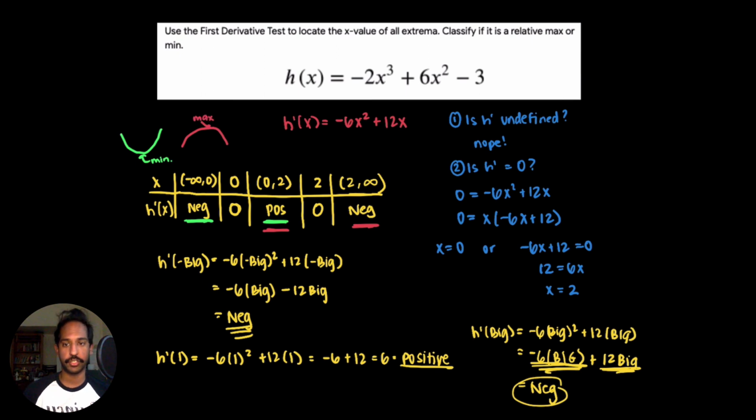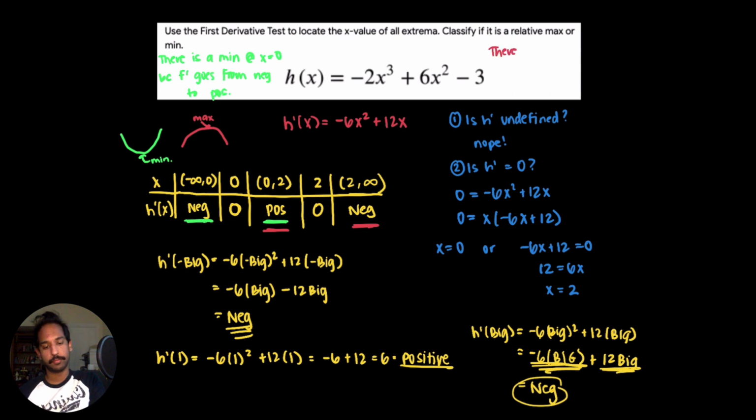And so our final answer, just to write it all out, and I'll do it in those two different colors because I already did that, would be there is a minimum at x equals 0 because f prime goes from negative to positive. And then also, there is a maximum at x equals 2 because f prime goes from positive to negative.